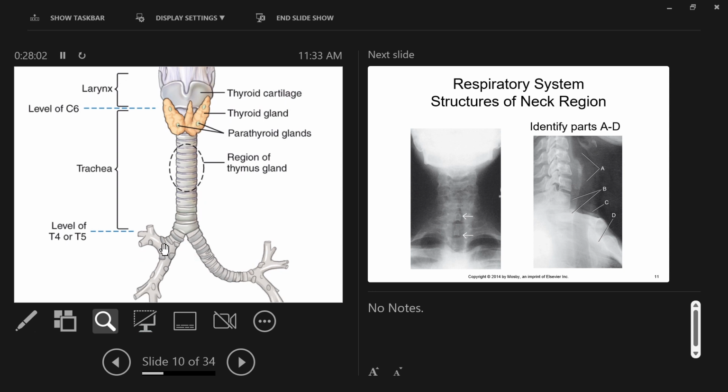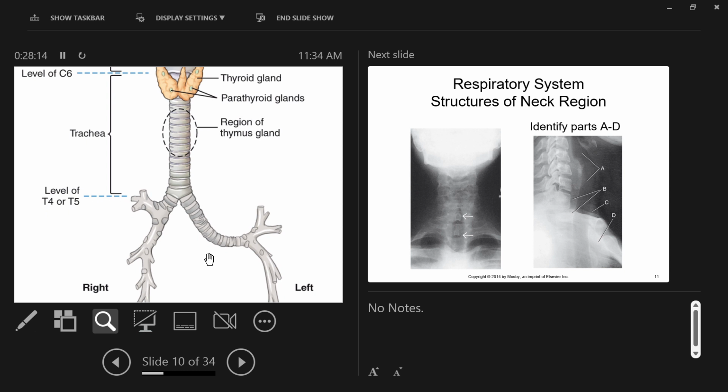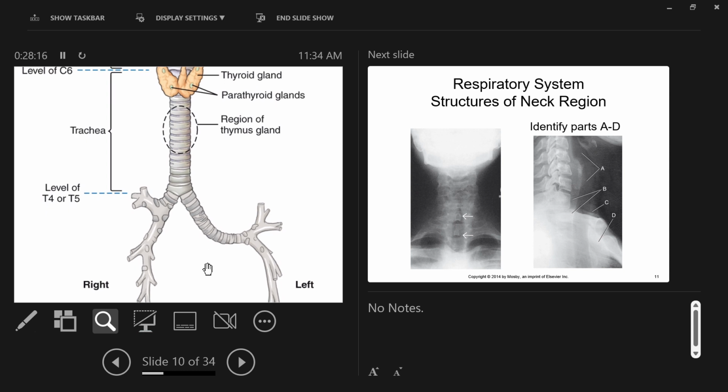The trachea extends down into the mediastinum to about the level of thoracic vertebra 4 or 5, T4, T5. So before mid-thorax, a little bit above mid-thorax. The trachea then bifurcates into a left and a right bronchus. These are breathing tubes, hard cartilage tubes.